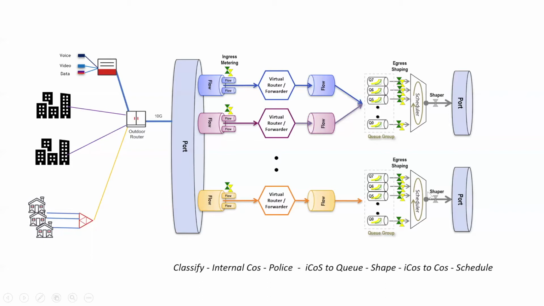Then what we'll do is we'll remark the COS in the frame based on the ICOS. So we'll send the frame into the network with the right COS for this flow. And then we'll schedule the traffic out the port, which will determine which packet should be taken off which queues in which order and forwarded out onto the network.